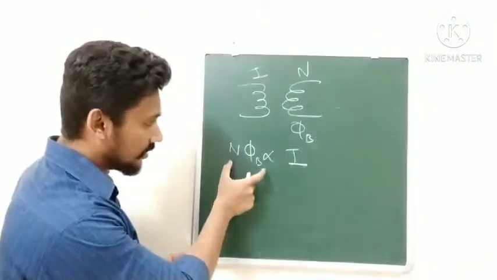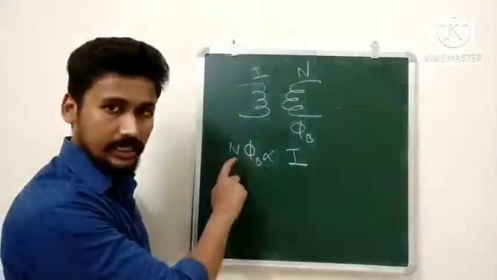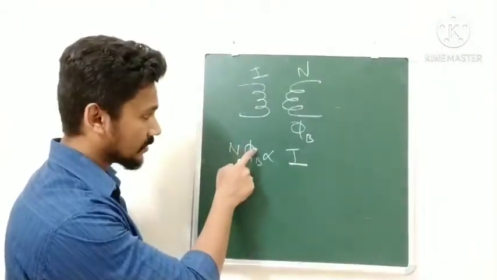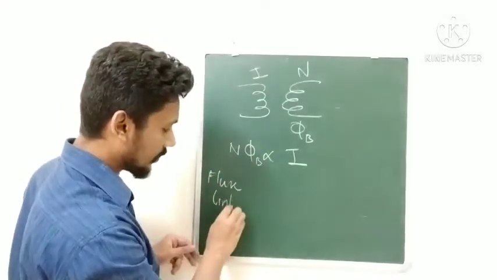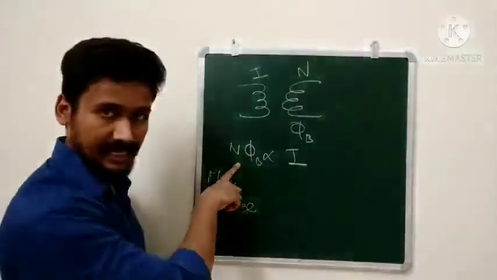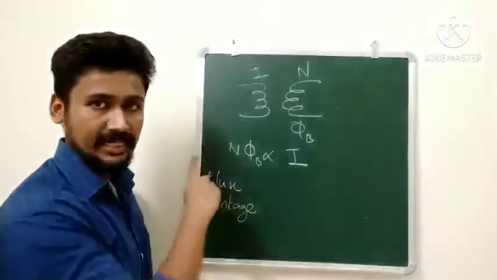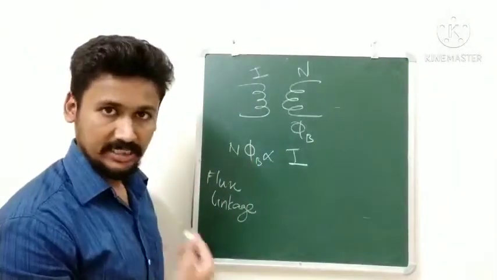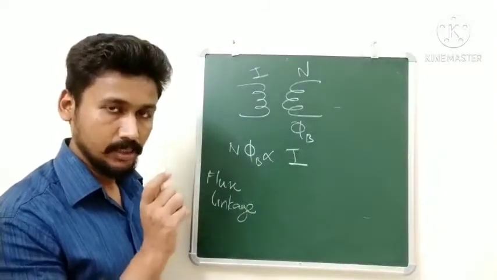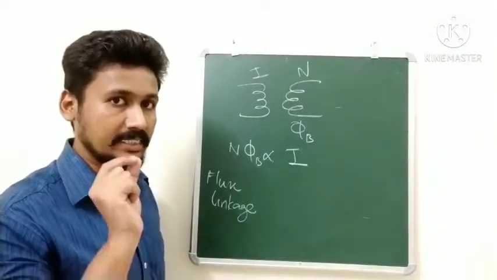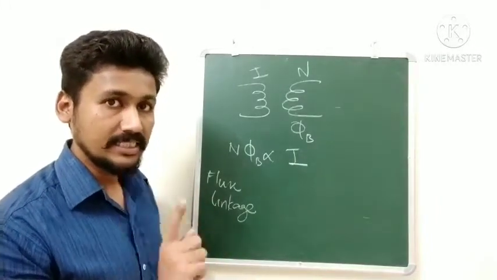This term, N phi B, where N is the number of turns of that coil and phi B is the flux, we call the flux linkage. And what we see is that flux linkage is directly proportional to electric current. So depending upon how much the flux linkage is changing, the electric current will change. And you can see there is a sign of proportionality. To remove that sign of proportionality, we add a constant, and that constant is called inductance. And as I said, there are two types of inductance. One is mutual, one is self.